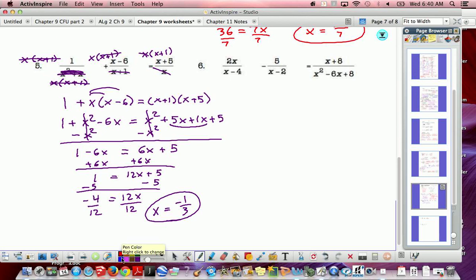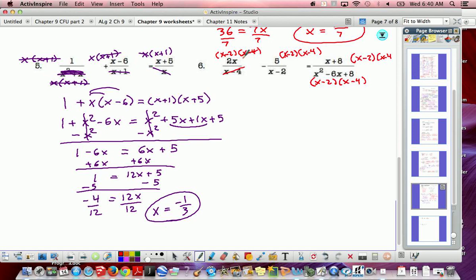All right, last one. Same type of process. X minus 4, x minus 2. Take a look at this one, how it factors. X minus 2, x minus 4. So I'm going to multiply everything, each of them, by that. X minus 2, x minus 4, and x minus 2, x minus 4.